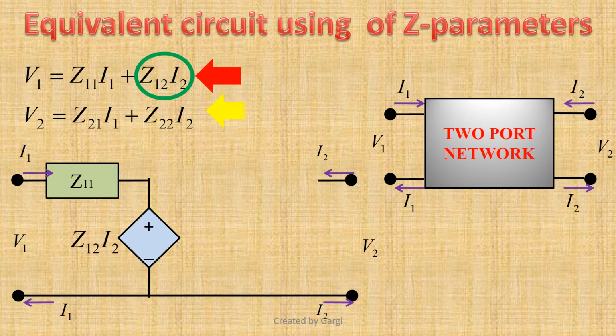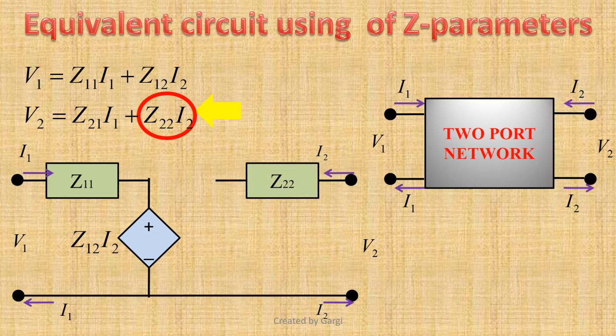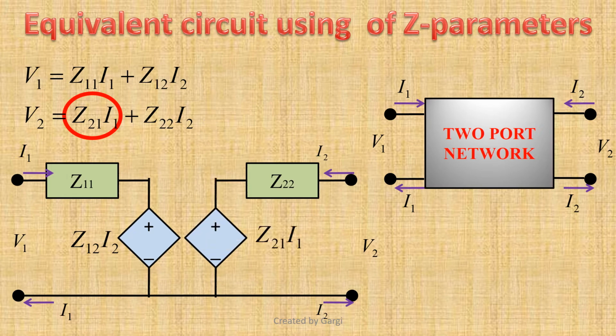Now let us examine the second equation. It again contains two parts. The second part, Z22 I2, can easily be implemented by connecting an impedance Z22 at the output port. The first part, Z21 I1, is nothing but a dependent voltage source controlled by the input port current I1. So let us draw a dependent voltage source Z21 I1. That is the equivalent circuit we obtained using Z parameters. Hope you will now be able to draw the equivalent circuit using Z parameters.